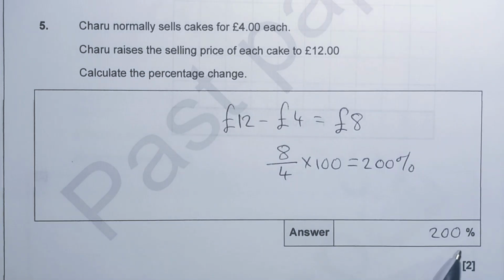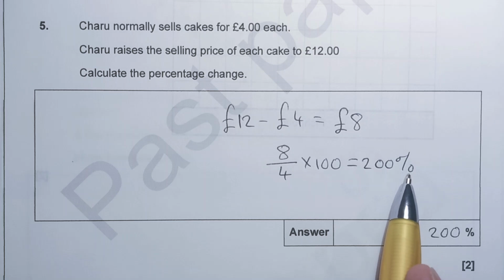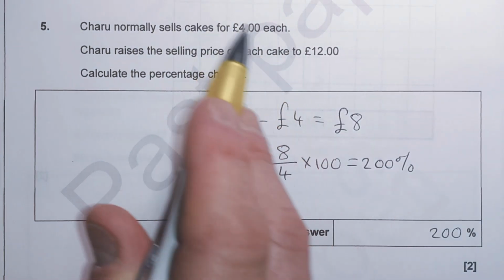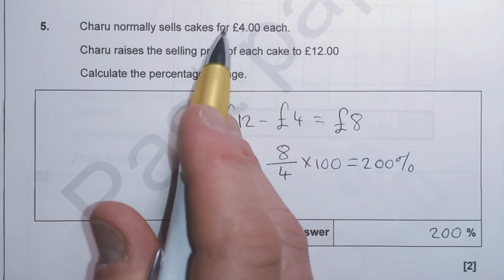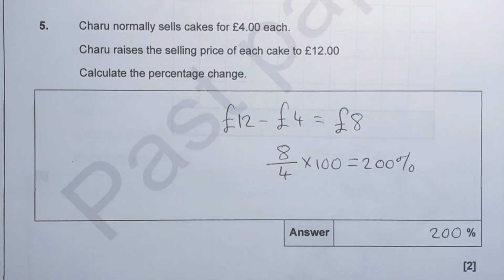So 200, so the increase is twice as big as the original. Yeah, which we can see. I mean, you might look at it and say it's 3 times the price, so you've got the original 100% plus 2 more 100% added on.